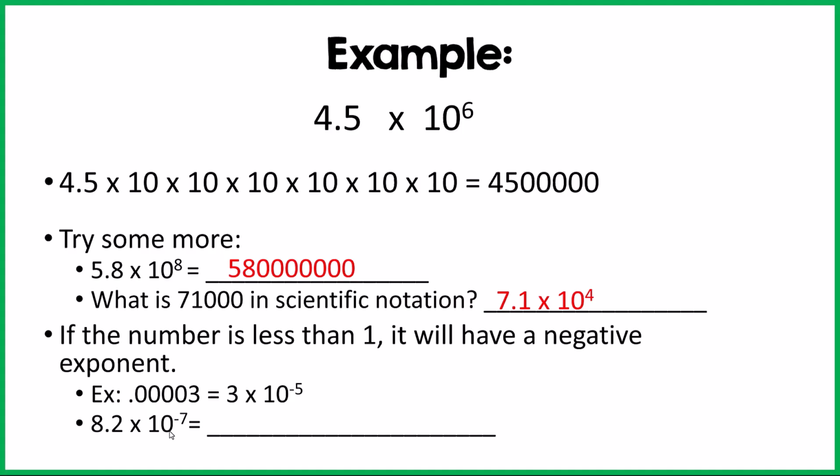So practice this one, 8.2 times 10 to the negative 7th. Again, you can use your calculator for these. And this should be your answer here. So we have 6 zeros and then 8, 2.